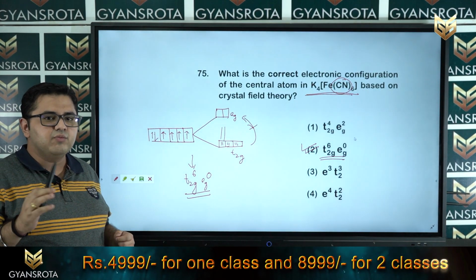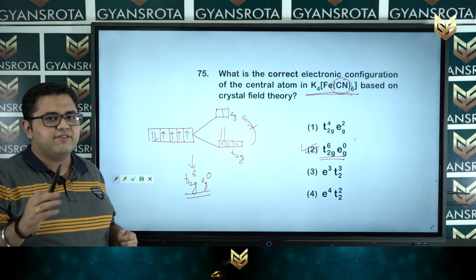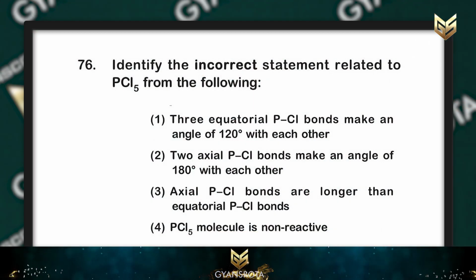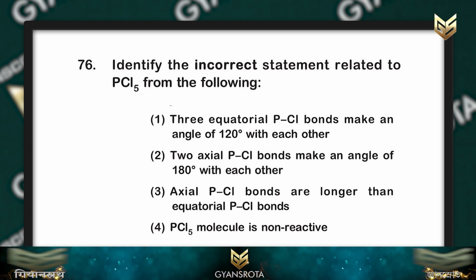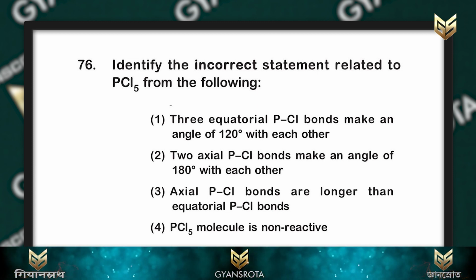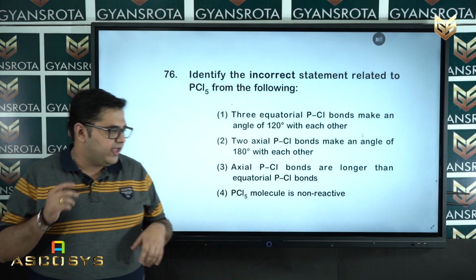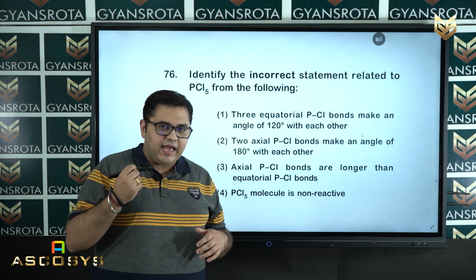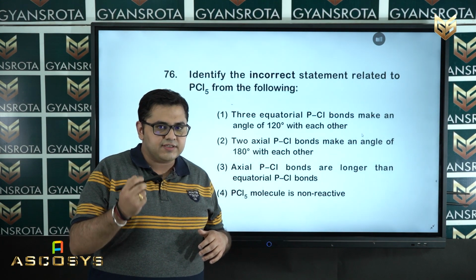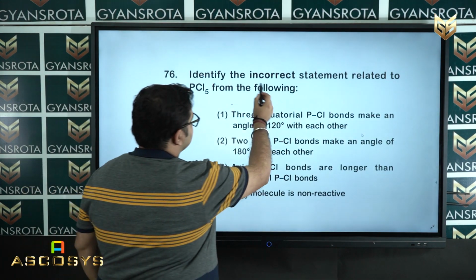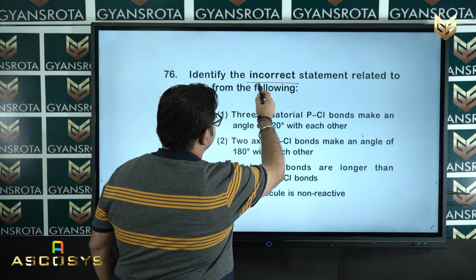Next, we are going to move on to question number 76. The question number 76 is on your screen. Identify the incorrect statement related to PCl5 from the following. Now, again I tell you that when they ask you correct or incorrect, first mark it. So, they ask you the incorrect statement.